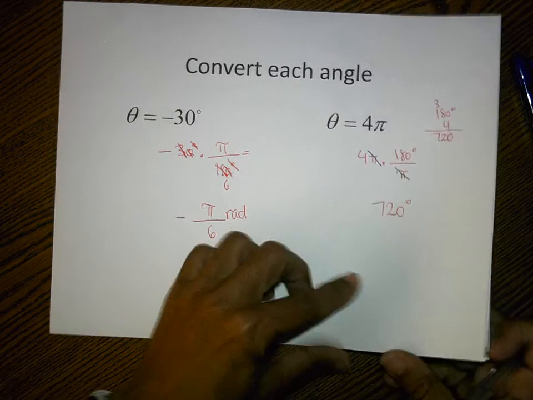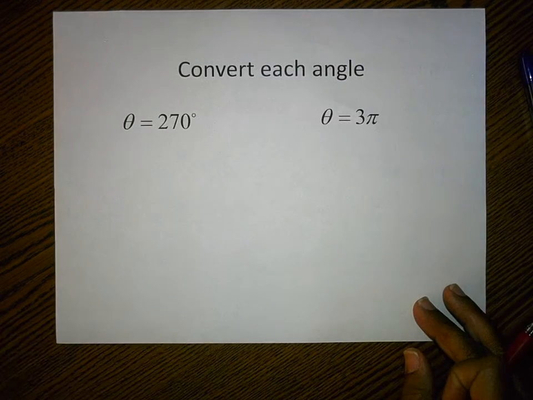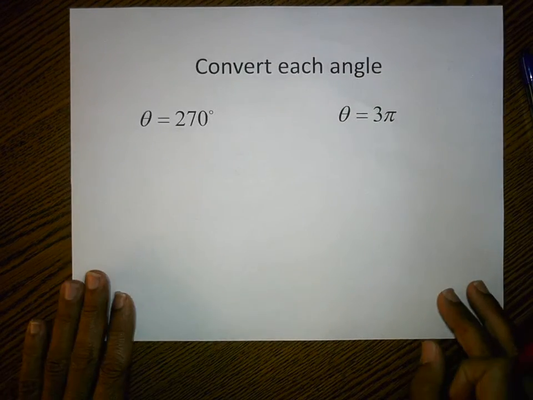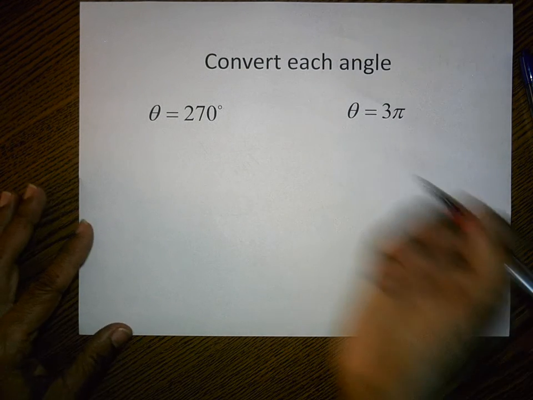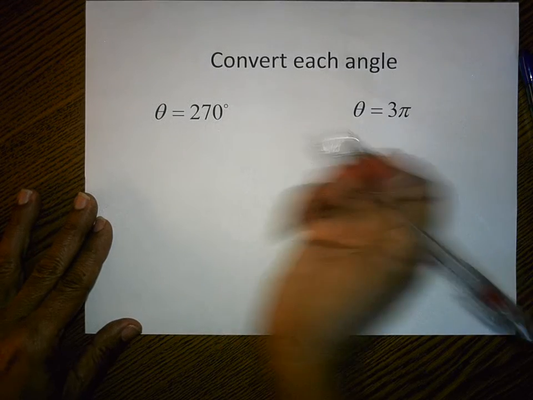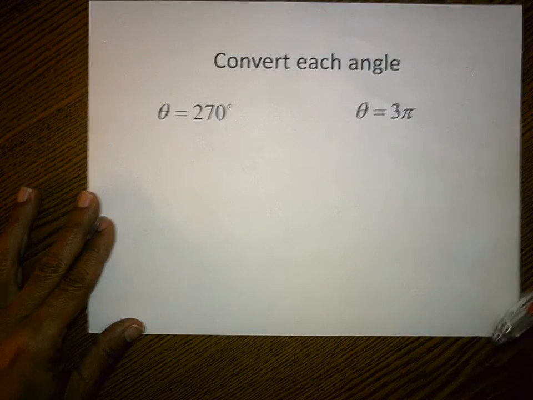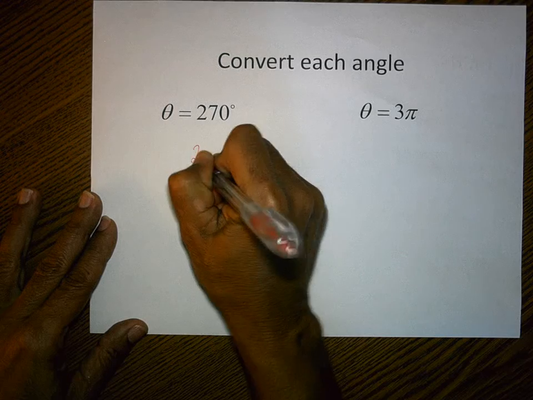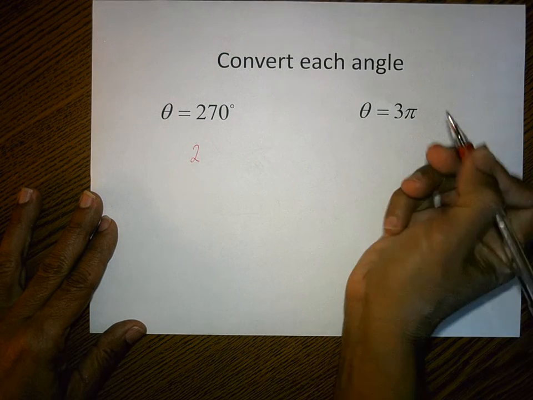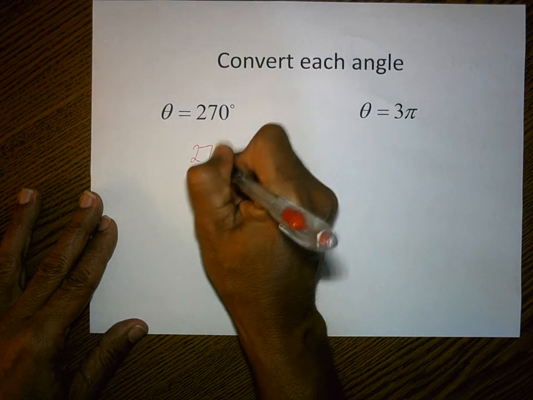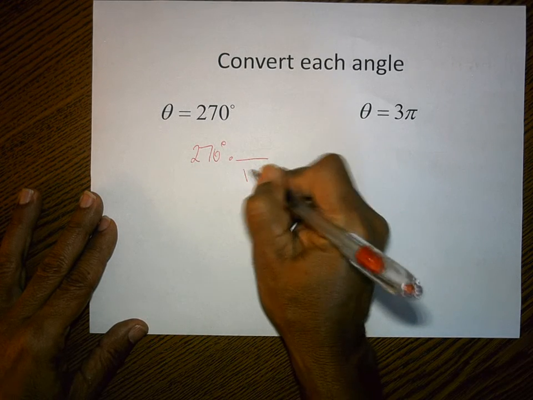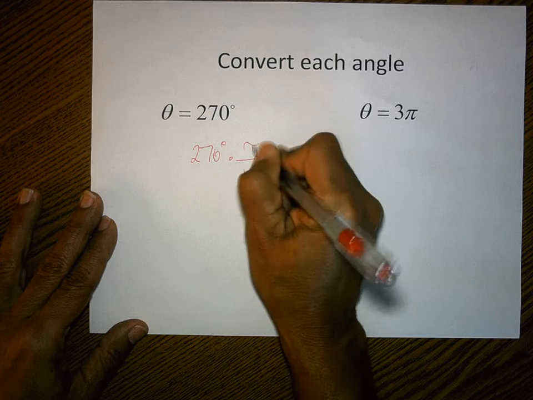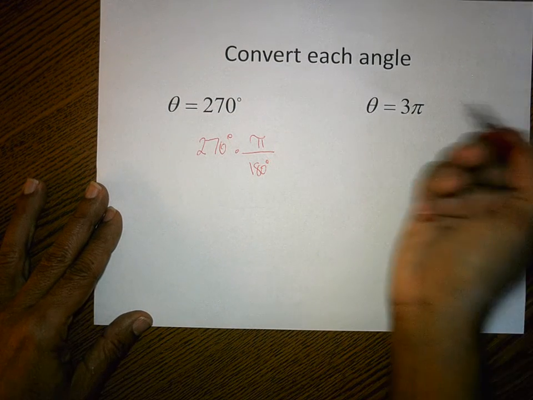Okay, let's do a couple more just to practice. 270. Some of you will be like, that's 3/2 of pi. I know, but let's practice the work, because eventually you're going to have to show work somehow, right? And eventually it's not going to be the ones that are easy on your unit circle. So 270 times, well, I want the units to cancel, so I'm going to put degrees down here, the pi on top. So there we go.